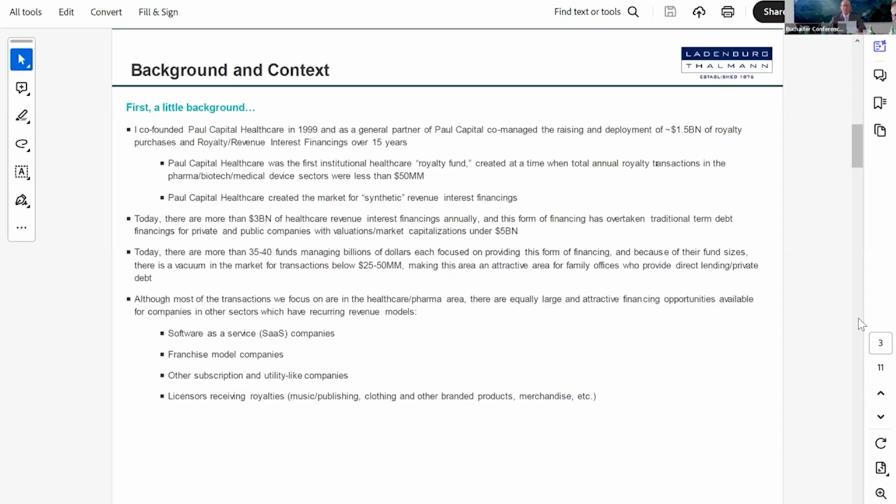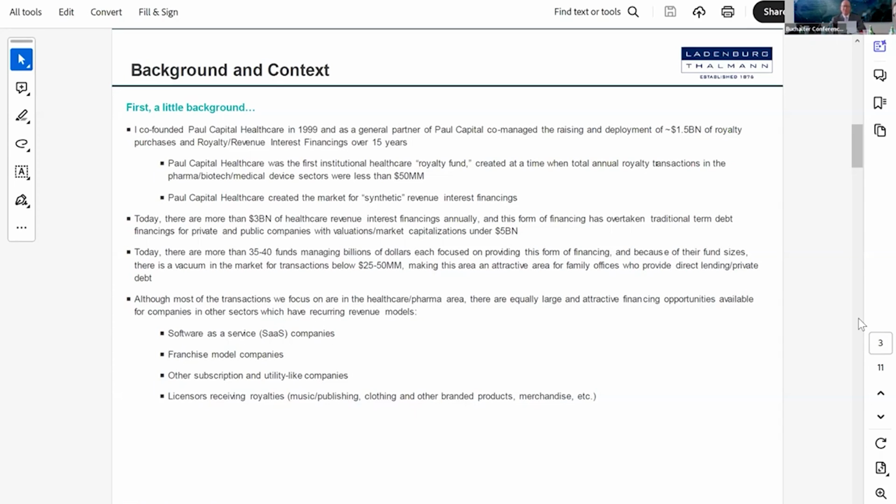There are really two categories. There's a traditional royalty fund. There are approximately 15 traditional royalty funds in the healthcare market. About 60% of them are managed by people that were either limited partners in my funds at Paul Capital, or were some of our junior employees at the time, or some of my partners.